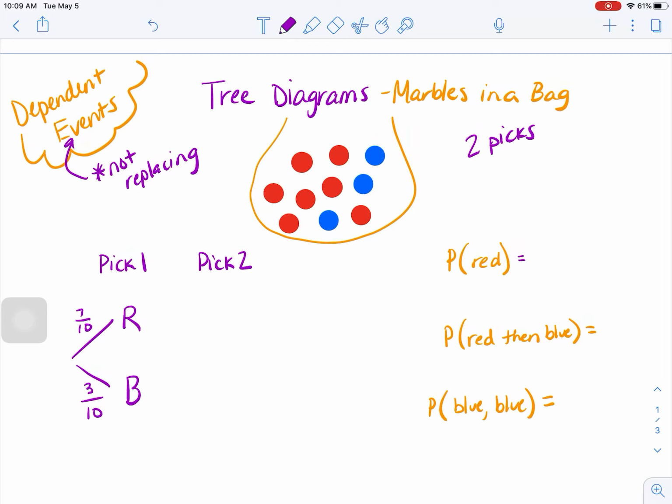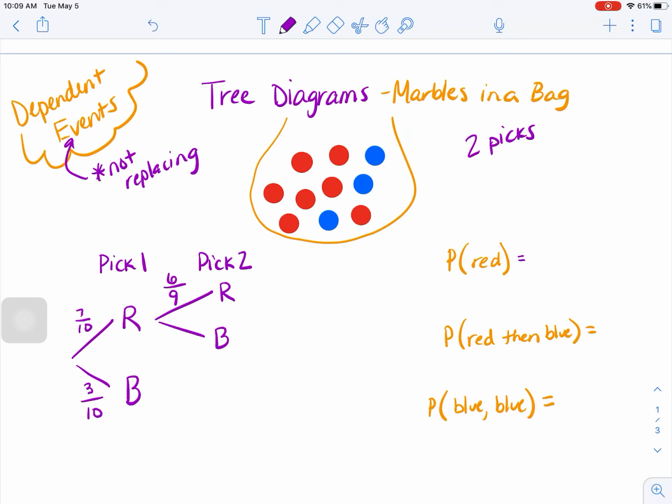Okay, so if I were to pick a red on my second pick, I need to list my probability of picking a red and my probability of picking a blue. Well, if I picked a red on the first one and I don't put it back, I now only have 9 marbles left. And since there were 7, but I already picked one out, there's only 6. So now I only have 6 out of 9 chances of picking a red on the second pick.